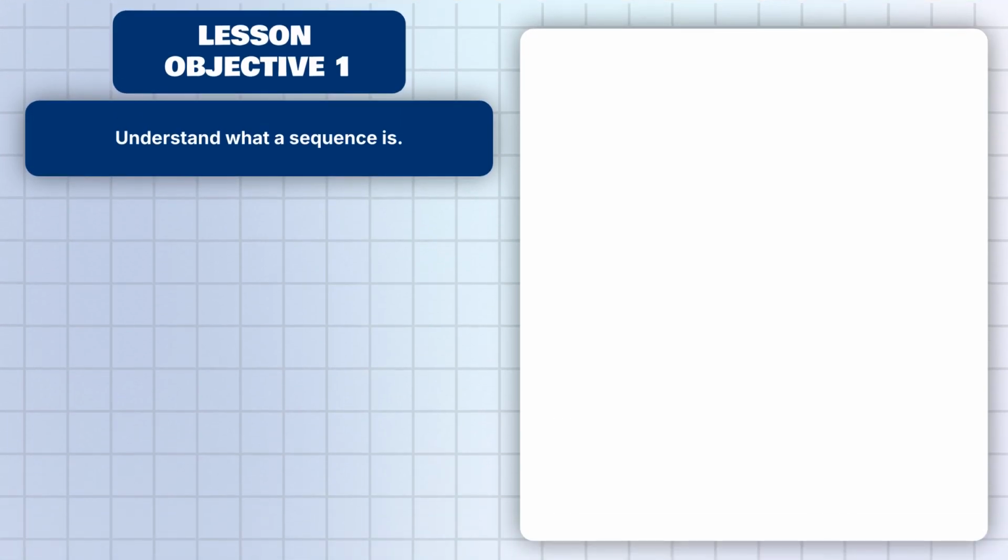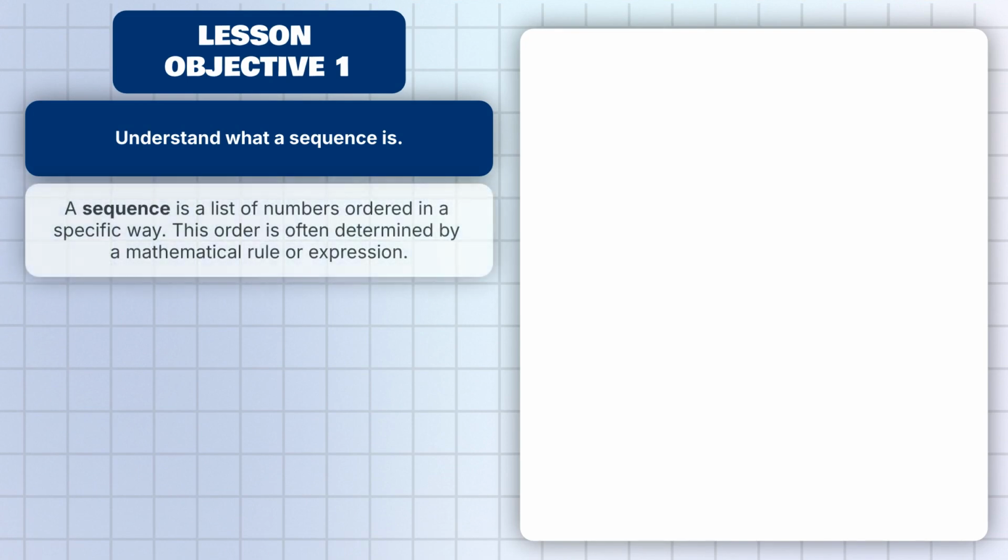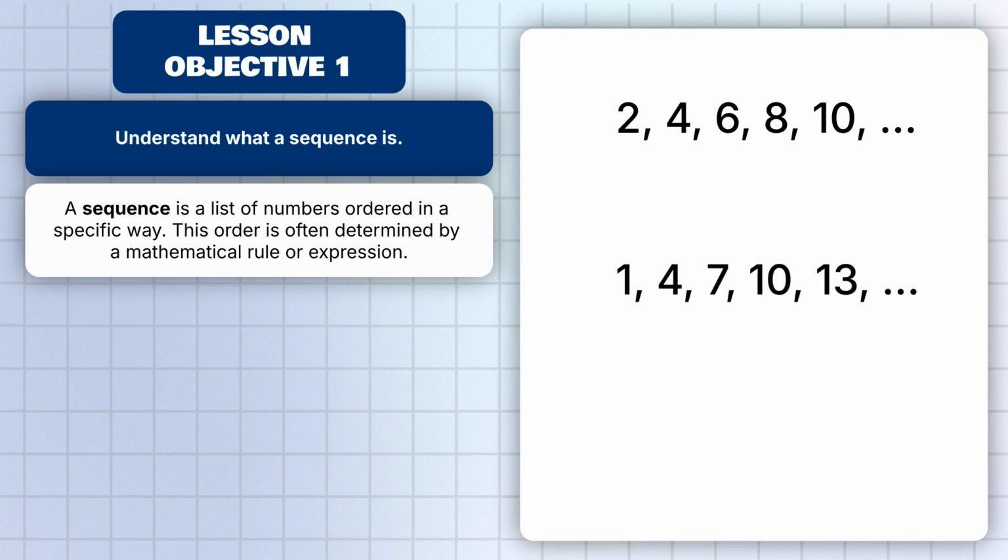Let's start by understanding what a sequence is. A sequence is a list of numbers ordered in a specific way. This order is often determined by a mathematical rule or expression. For example, look at these sequences. First, 2, 4, 6, 8, 10, then 1, 3, 5, 7, 9. Can you see the pattern in each sequence?